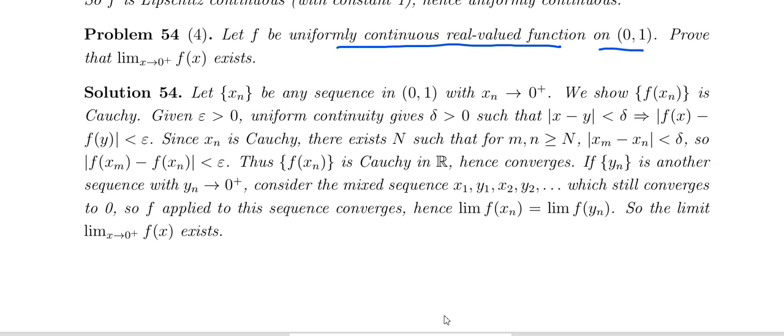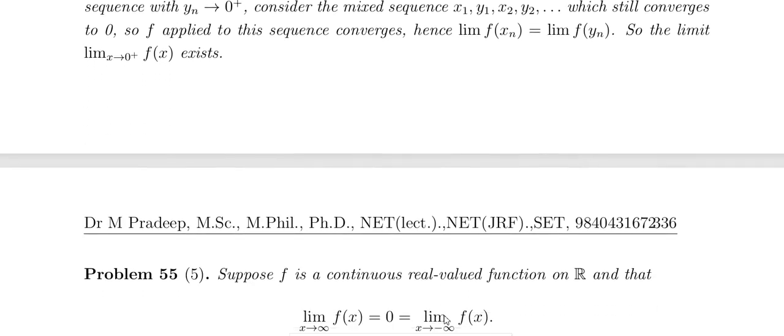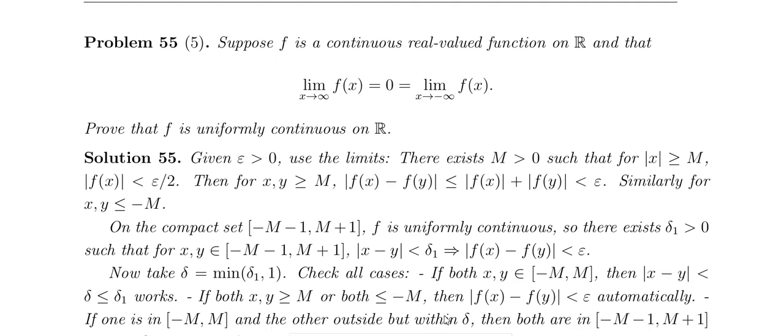If f is uniformly continuous on the open interval 0 comma 1, then the limit as x tends to 0 plus, that means the right hand limit at the point 0, exists. In the same way, if f is continuous on R, and the limit at infinity is 0 and the limit at minus infinity is also 0, then the function is uniformly continuous on R.